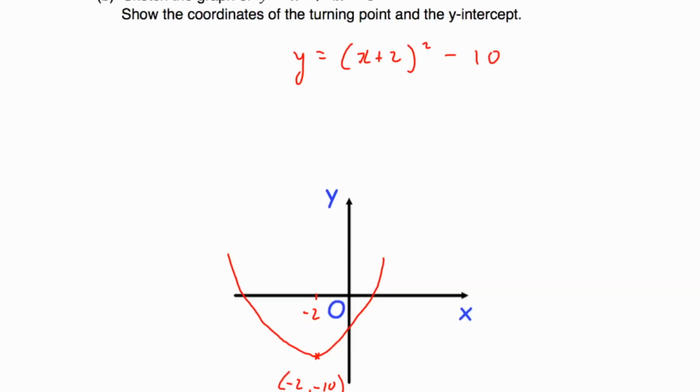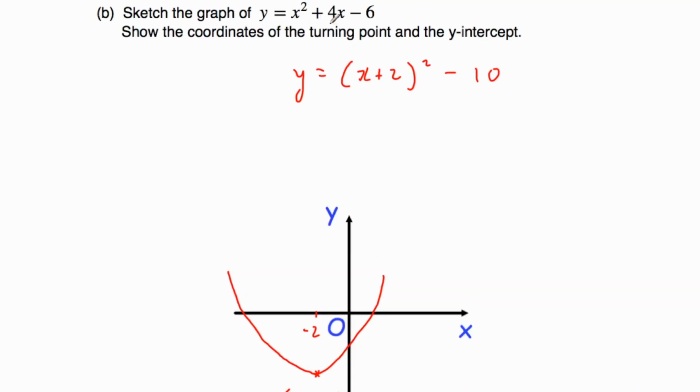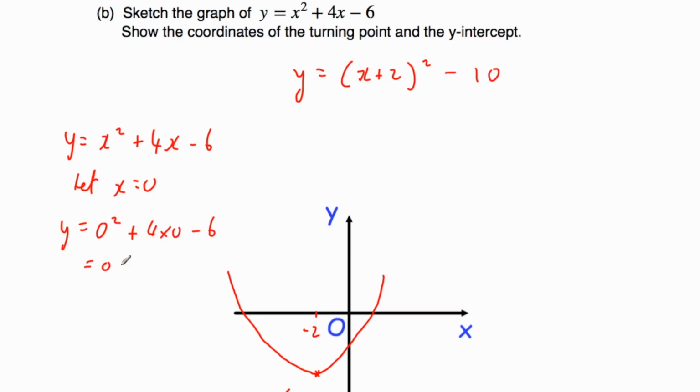So if we go back up to our equation, y equals x squared plus 4x minus 6, and we let x equal 0, we would get y equals 0 squared plus 4 times 0, subtract 6. 0 squared is 0. 4 times 0 is 0, so plus 0, and then we've got our take away 6. So that means we'd have 0 plus 0 take away 6, that's going to be equal to negative 6. So our y-intercept is the point 0, negative 6. So our y-intercept is negative 6.